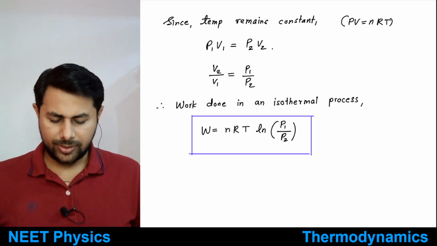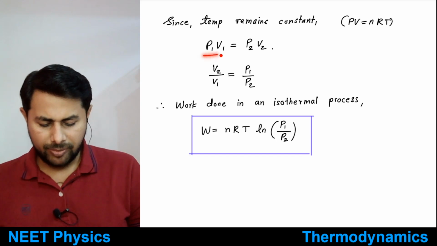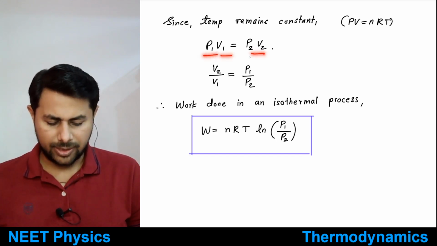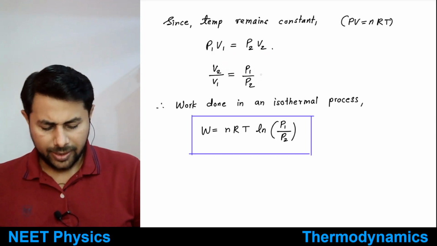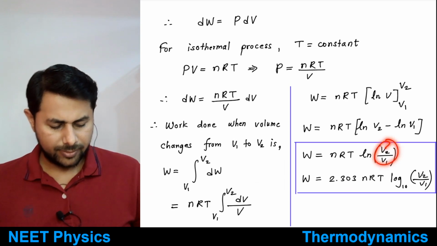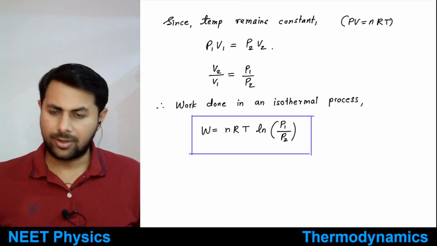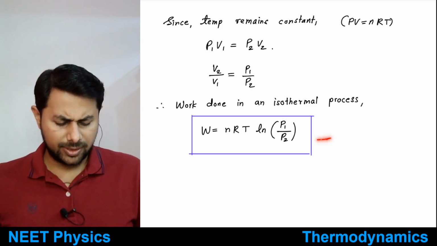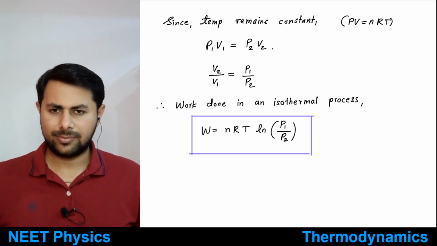Because temperature is constant, that means PV is constant. So P1 V1 is equal to P2 V2, right? So V2 by V1 is equal to P1 by P2, and then you can substitute this over here and you get work done is equal to nRT log of P1 by P2. This is another formula. Okay, is this thing clear?